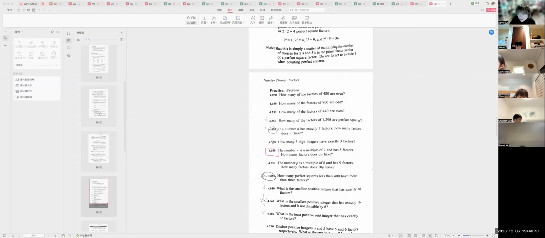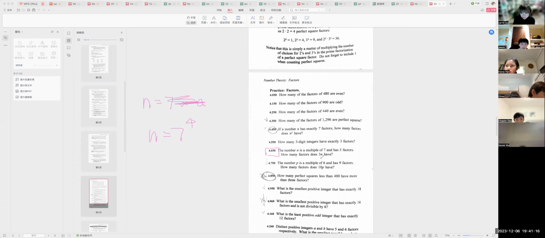A number n is a multiple of 7 and has 5 factors. Okay, so everybody, n equals 7 times something, right? So we can say n equals 7 power 4. We can say that. Correct.